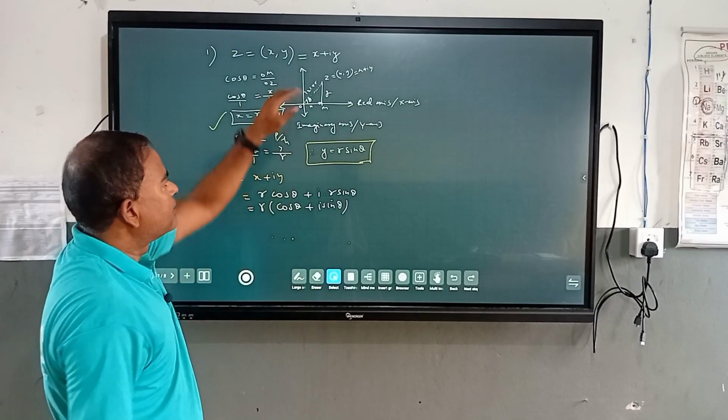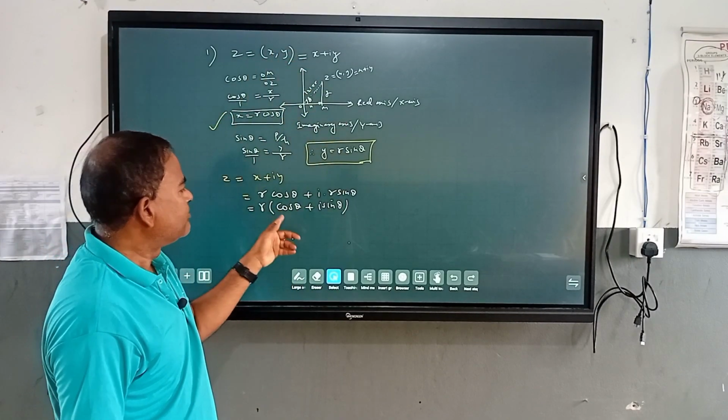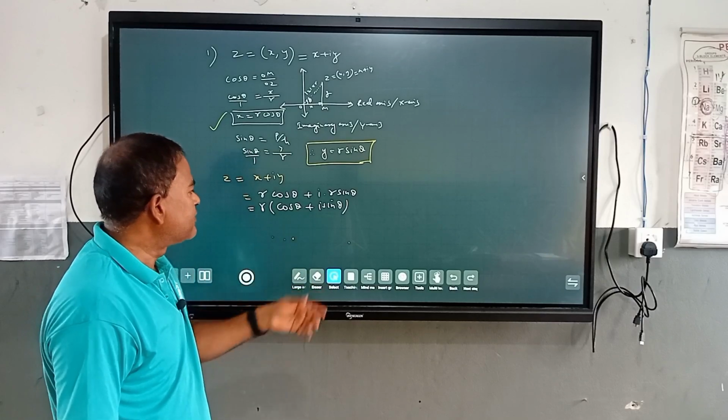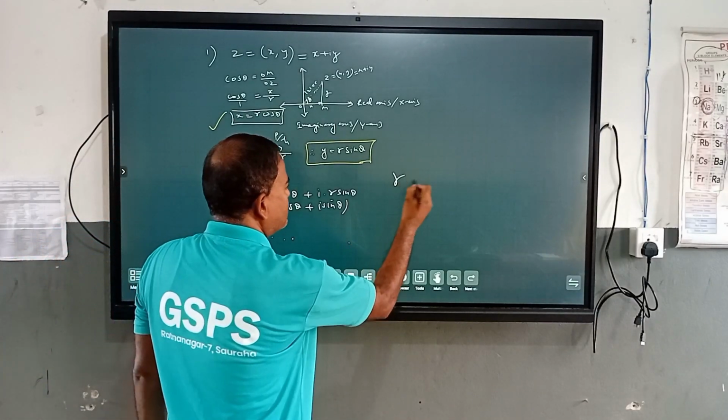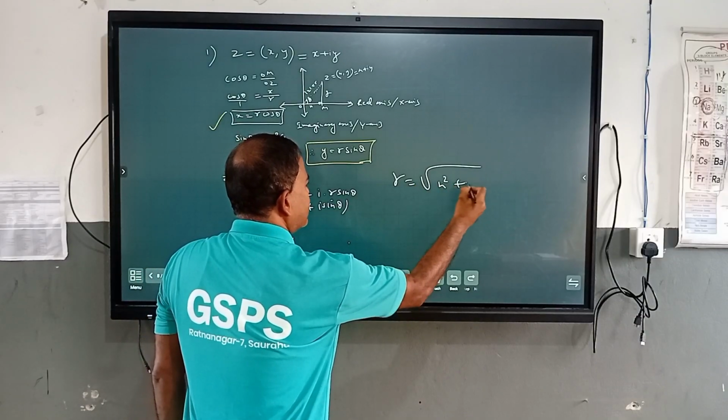Dear students, after converting complex number into trigonometric form, r is equal to root x square plus y square.